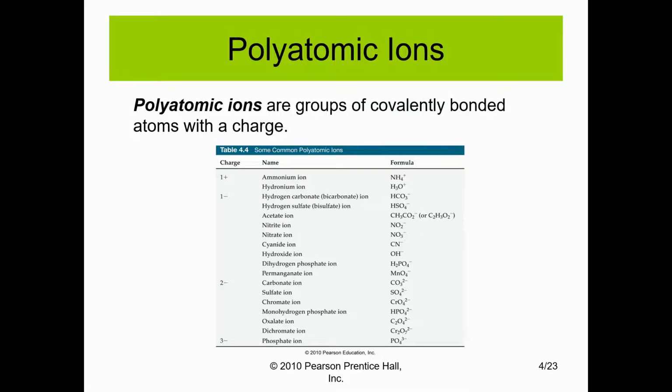Polyatomic ions are groups of covalently bonded atoms with a single charge. We'll talk more about covalent bonds in a few minutes, but you can use Table 4.4 to reference some of these common polyatomic ions. For example, the ammonium ion has a formula of NH4. This is composed of a nitrogen and 4 hydrogens, and overall, these elements are combined to have a +1 charge. A variety of different polyatomic ions are listed, with charges ranging from +1, -1, -2, and -3.